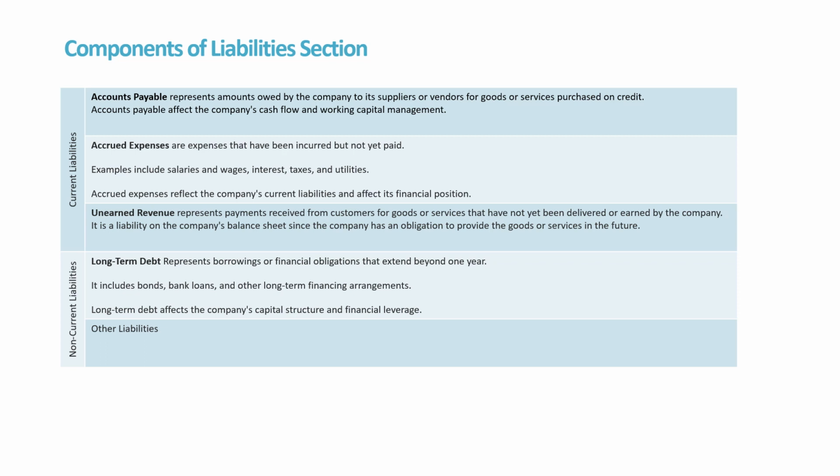Accounts payable represent amounts owed by the company to its suppliers or vendors for goods or services purchased on credit. It's a reflection of the company's outstanding bills that need to be paid. Accounts payable have a direct impact on the company's cash flow and working capital management.